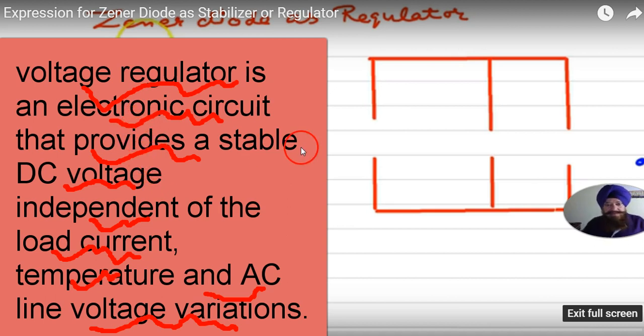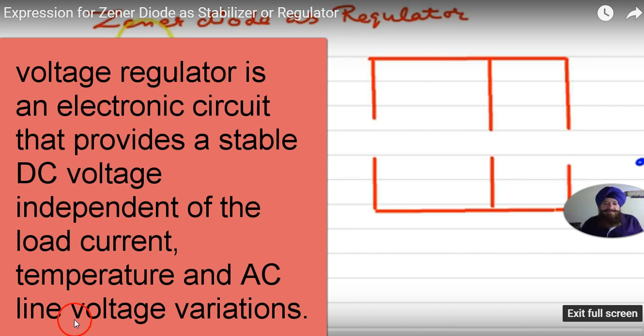It gives us a stable DC voltage, maybe of any value, like 3 volts, 6 volts, 9 volts DC, independent of the load current. There's no problem of the load resistance, whatever it is, right? And if there is a variation in temperature or some variation in AC line voltage, even then the output remains constant, right?